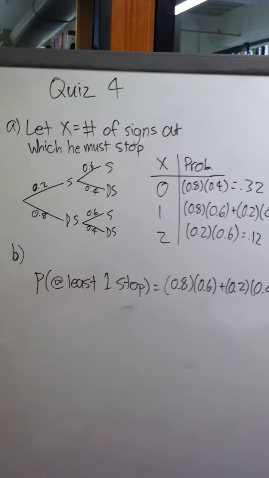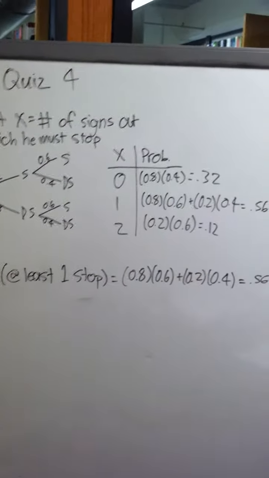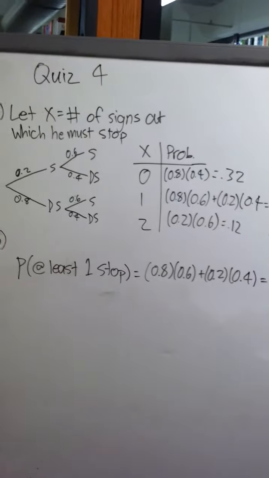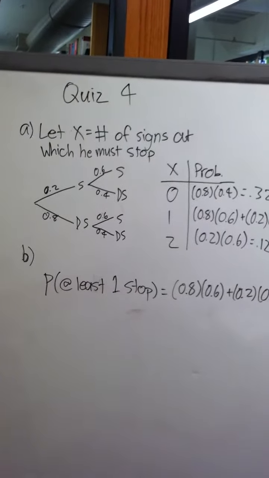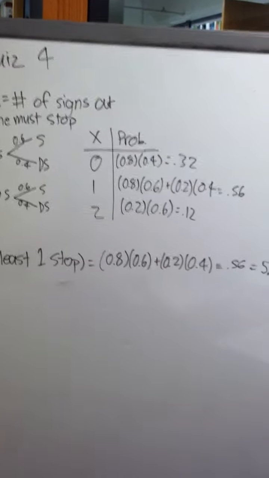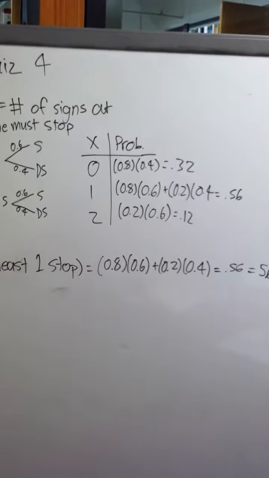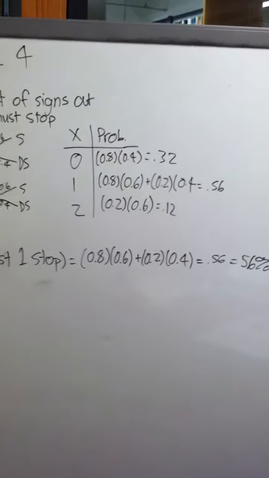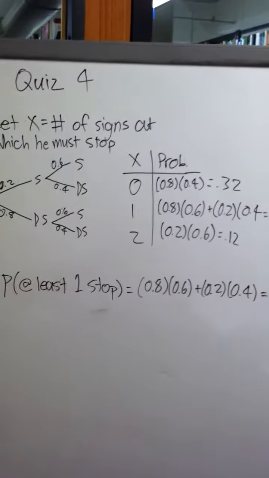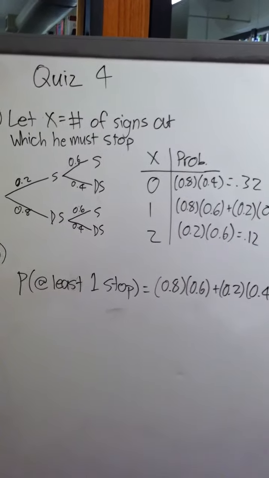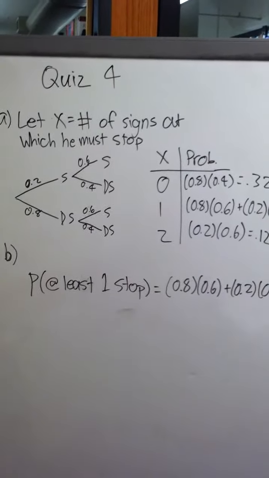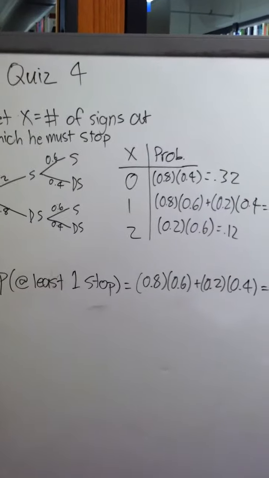So since we made our diagram, we can finally write out our distribution of x. Like I said, let x equal the number of signs at which he must stop. So you can label x as 0, 1, and 2, and so the probability of him stopping at no signs is 0.8 times 0.4, which is equal to 0.32.